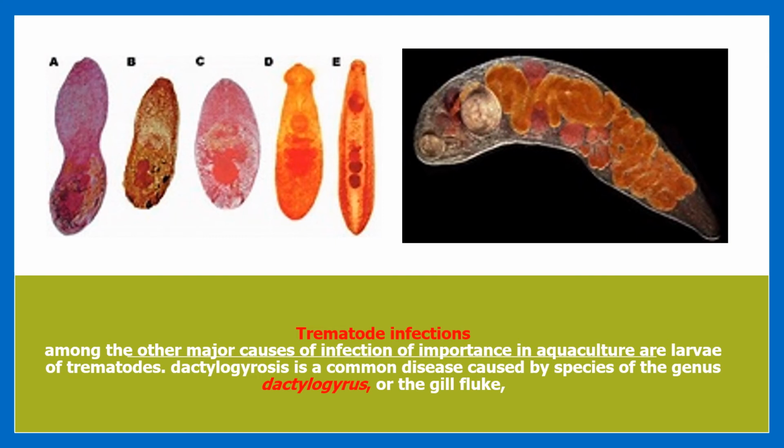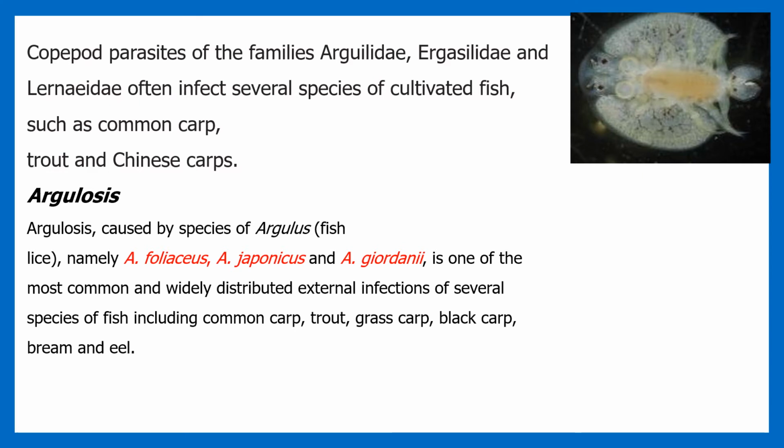This is the gill fluke of the fishes, found attached to the gills of the fishes, and the fluke is Dactylogyrus, and the disease is known as dactylogyrosis. Here are the growing stages of Dactylogyrus, having an acetabulum and suckers.